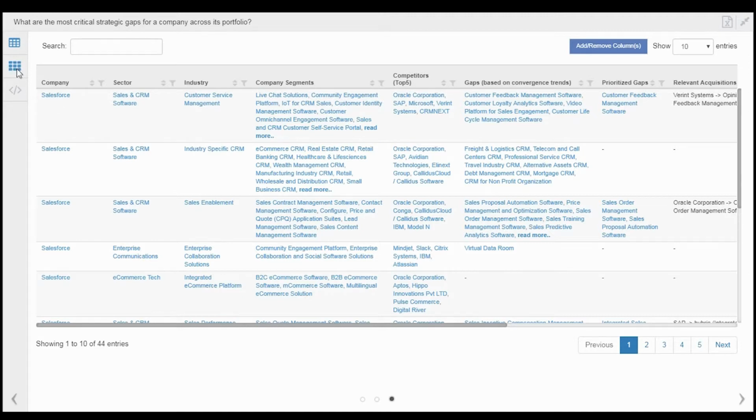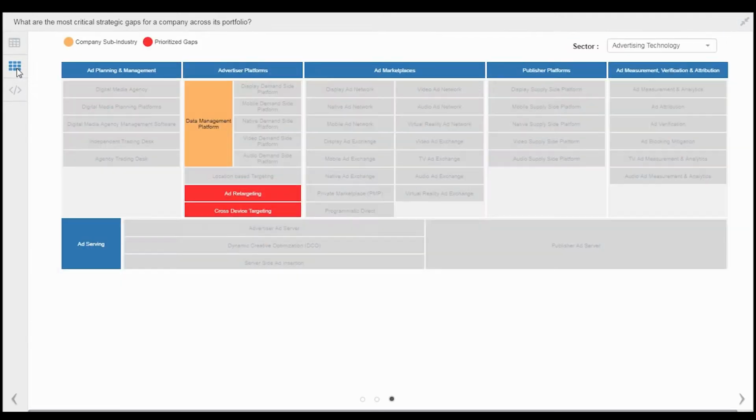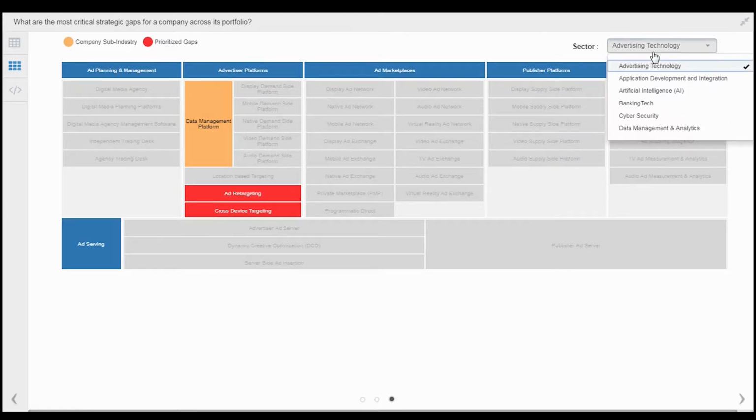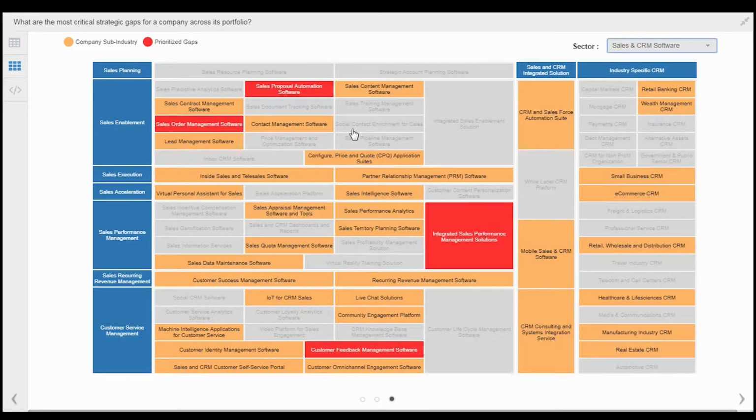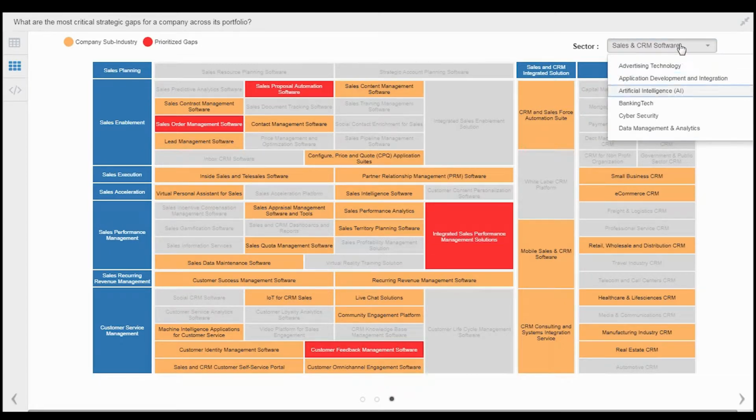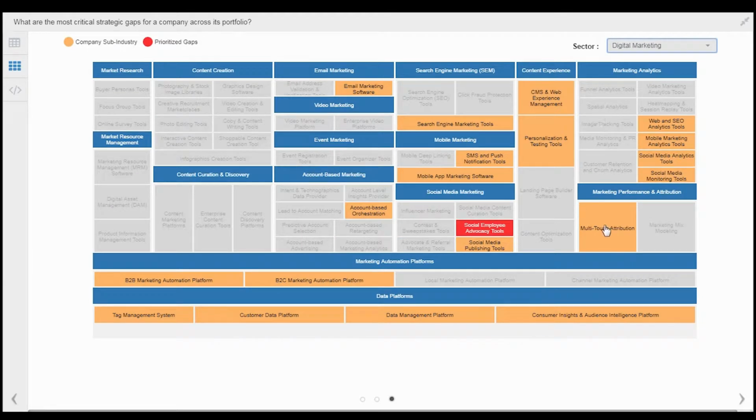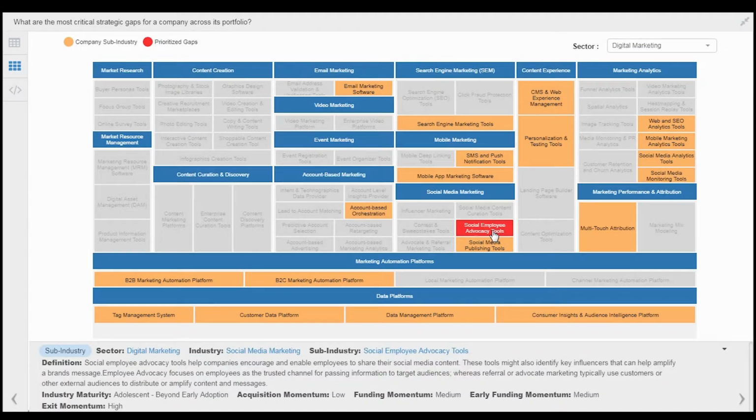You can consume the analysis using the stack view as well. The stack view allows you to visually see critical gaps for a company across all the sectors, one sector at a time. For example, choose the sector Sales and CRM Software, and the segments in red are prioritized gaps for Salesforce in that sector. Similarly, choose Digital Marketing, and you can see all of Salesforce's gaps with Social Employee Advocacy Tools as a prioritized gap. Let's click over it, and we have a brief summary.